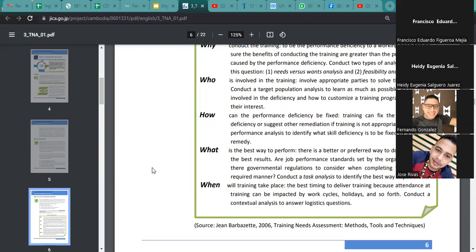So all the answers for this question are going to provide us the right feedback on how to implement the training, when to implement it, who is going to be involved, and what we are going to expect to be fixed. It's very interesting, very good. And it says the best timing. What is timing here? Look for the best schedule.